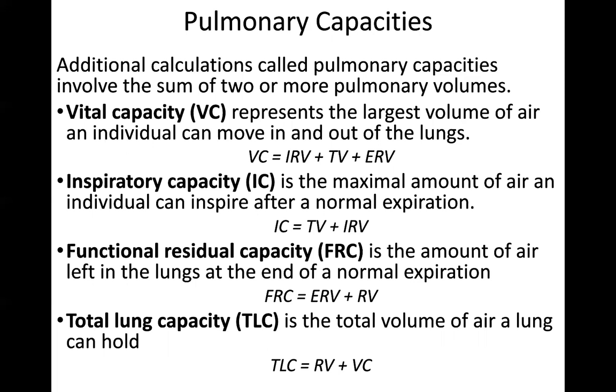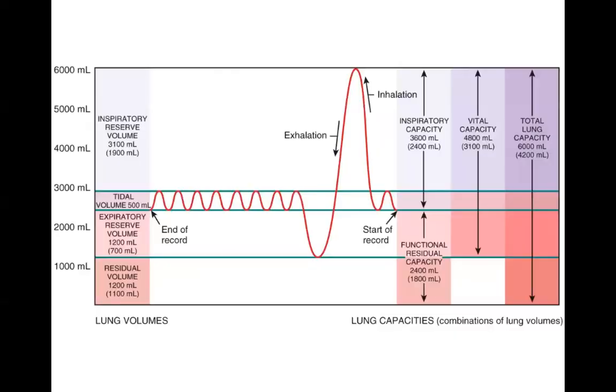Okay, the first capacity is vital capacity. It represents the largest volume of air an individual can move in and out of their lungs, and is equal to your inspiratory reserve volume plus your tidal volume plus your expiratory reserve volume. In other words, it's everything with the exception of your residual volume. It is expiratory reserve volume, tidal volume, and inspiratory reserve volume, all added together.